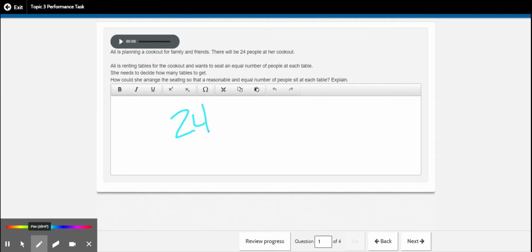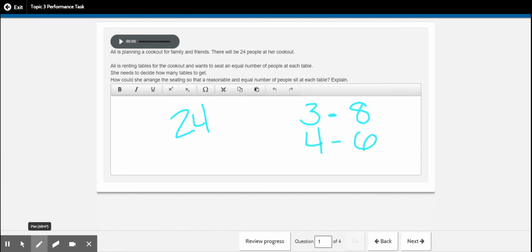So if there's 24 people altogether, you can either have 3 tables of 8 or 8 tables of 3. You could have 4 tables of 6 or 6 tables of 4. You're basically trying to figure out reasonable factors of 24.